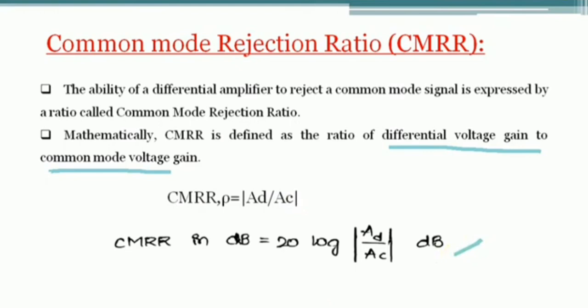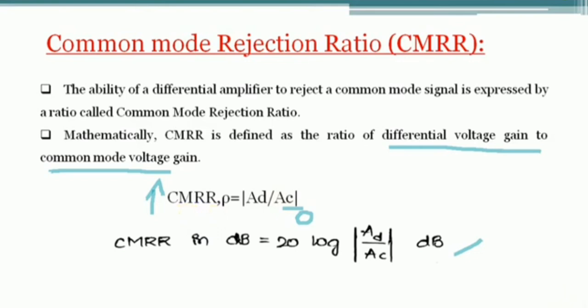If you consider the ideal case of an op amp, it has to greatly reject the common mode signals, so this AC value will be 0. In that case, the value of CMRR is 1 by 0, which is infinite. So for the ideal op amp, the CMRR value will be infinite. For a practical op amp or practical differential amplifier, AD will be large and AC will be small. In order to give better performance, the CMRR value should be high. For the CMRR value to be high, the denominator should be low, so the AC value should be small.